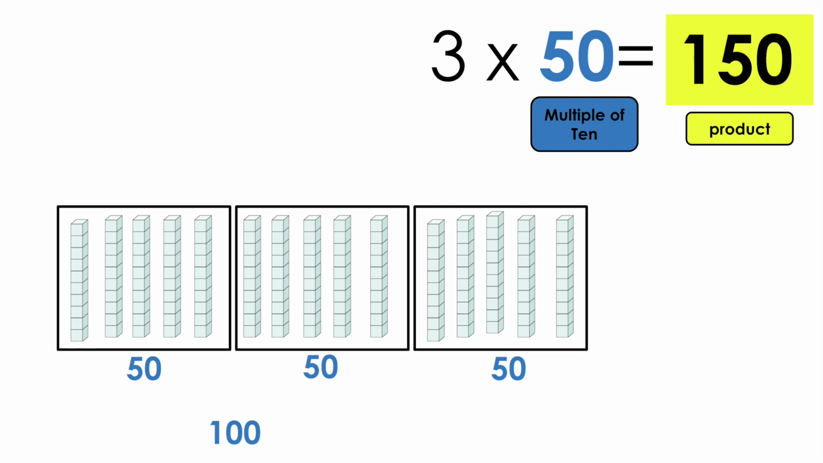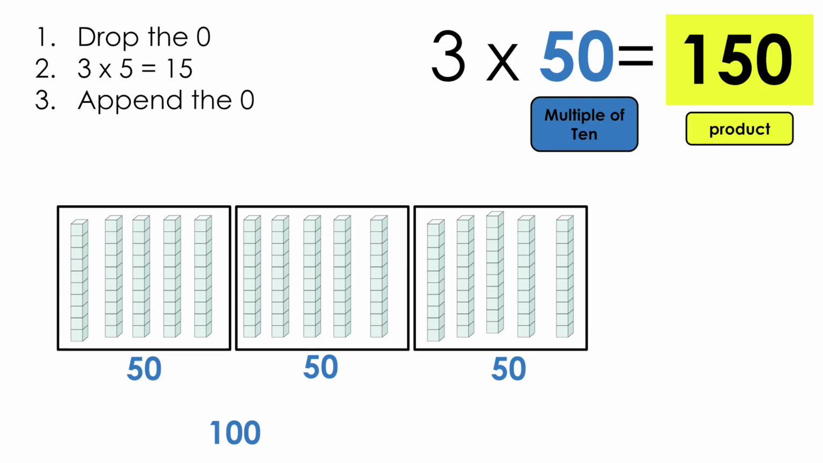Another way to do 3 times 50 is to drop the 0 in the multiple of 10. So we would just write 3 times 5. And we know that equals 15. Now we can append the 0. That means that 3 times 50 equals 150.